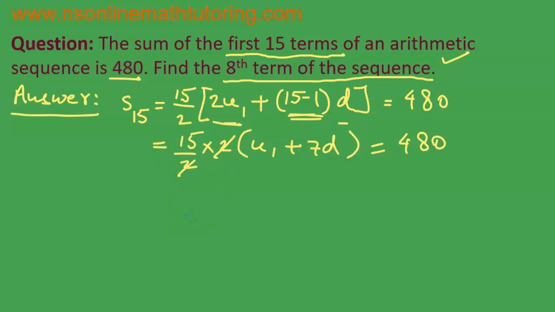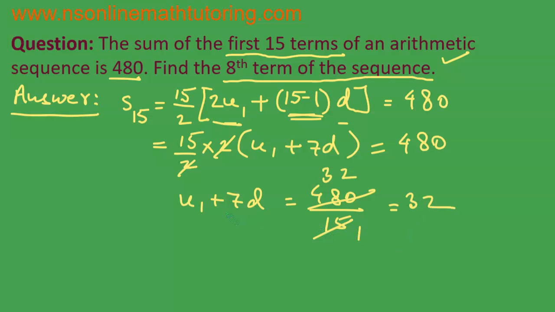Therefore, I can now divide the two sides by 15. So we get U1 plus 7D is equal to 480 over 15, which is 32. So U1 plus 7D is equal to 32. But even then we have the U1 plus 7D expression. We are not getting the numerical values of U1 and D. What do we do?